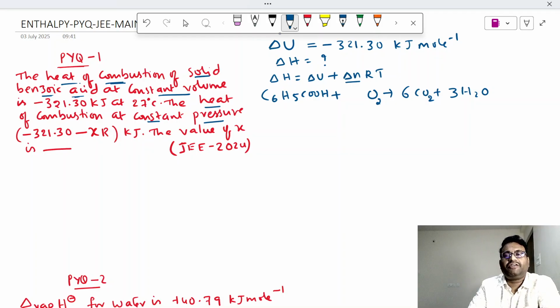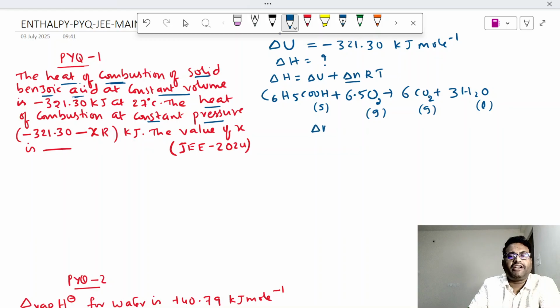On the product side we have 12 plus 3, 15 oxygens. On the reactant side already we have 2 oxygens. Then here we want 13 oxygen atoms, which can be written as 6.5 O2. So 6.5 into 2 gives you 13, plus 2, 15. Reactant side 15 oxygens, product side also 15 oxygens. It is already mentioned that benzoic acid is solid. Oxygen is in gaseous state, carbon dioxide is in gaseous state, and water will be in liquid state.